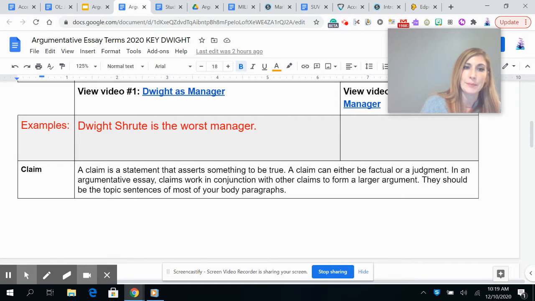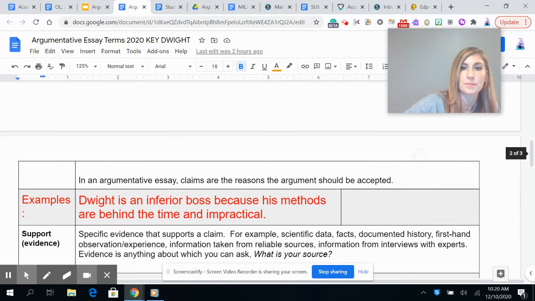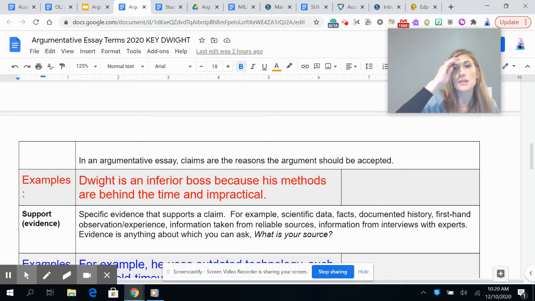So let's look at the term claim. First of all, a claim is a statement that asserts something to be true. A claim can be factual or a judgment. In an argumentative essay, it's going to work with other claims to form that larger argument. So in this case, I need to find some different reasons that Dwight Schrute is a terrible manager. And they're going to become the topic sentences of my body paragraphs. So here's an example of a claim, which again is a reason that the argument should be accepted.